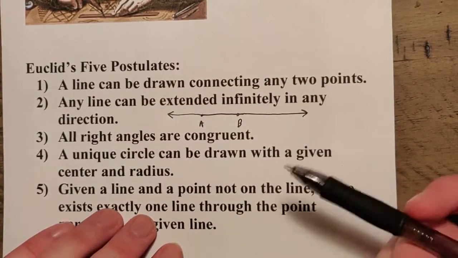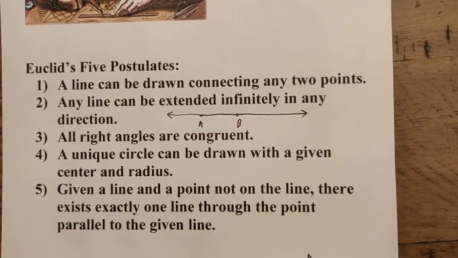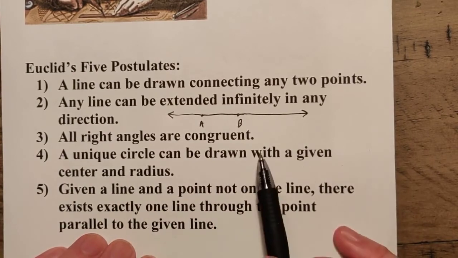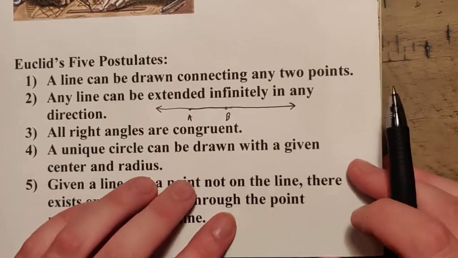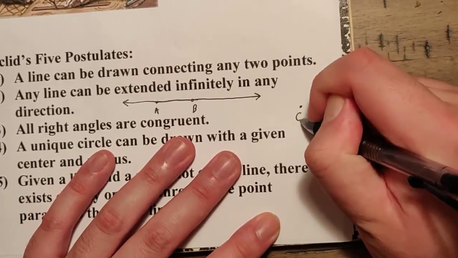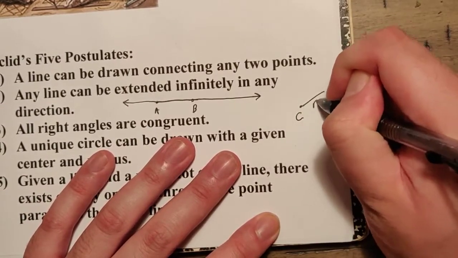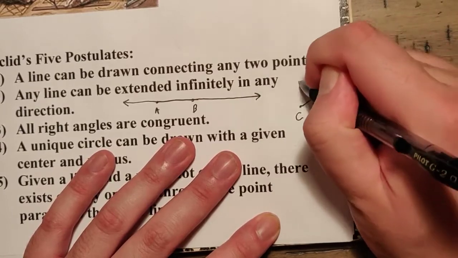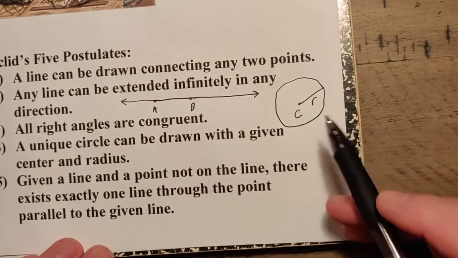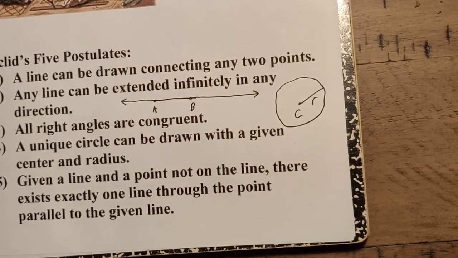Our third postulate is that all right angles are congruent. I think we're all very familiar with that here. This is another well-known one that he assumed. The fourth one here, as you can see, is that a unique circle can be drawn with given center and radius. So that means, basically, if you have a point here, let's call this C, and you have a given radius R, there's one and only one circle that you can draw like this that has the center C and has the radius R here, okay?